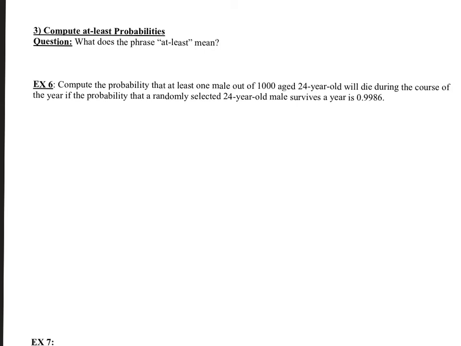Or for example, to say a person needs to be at least 17 years old to see an R-rated movie means that if you're less than 17, you wouldn't be able to watch the movie. But if you're older than 17, you can. So at least means greater than or equal to.